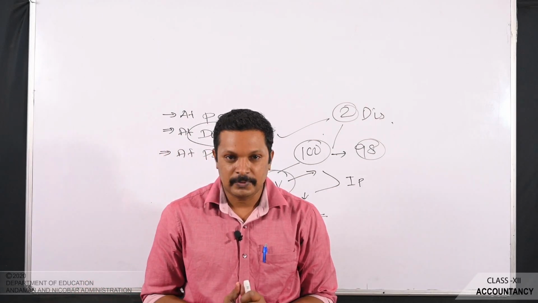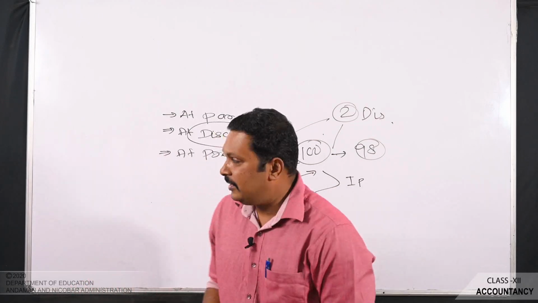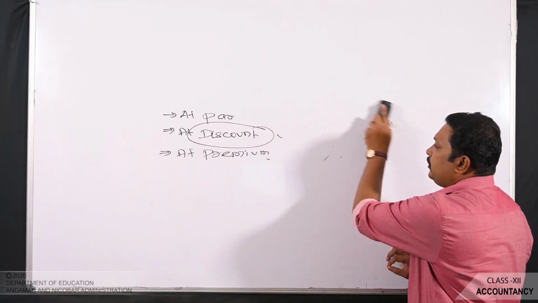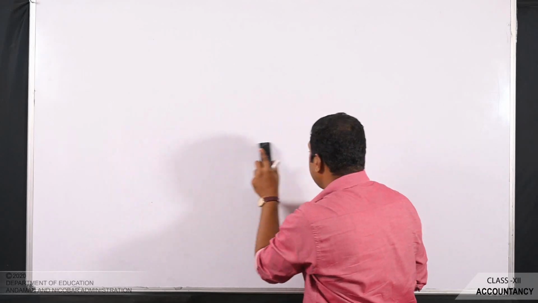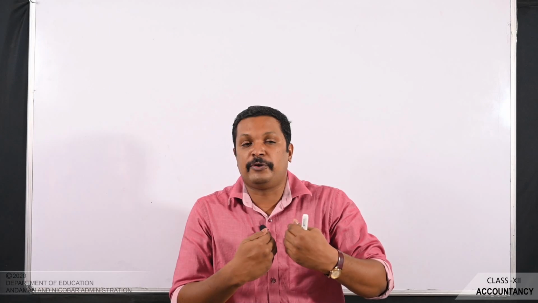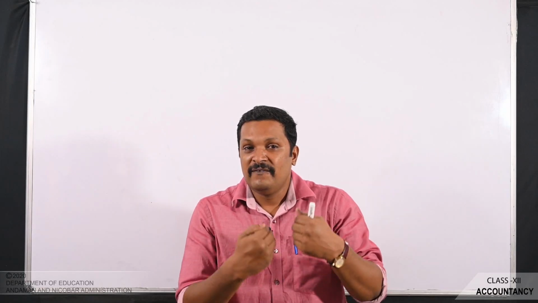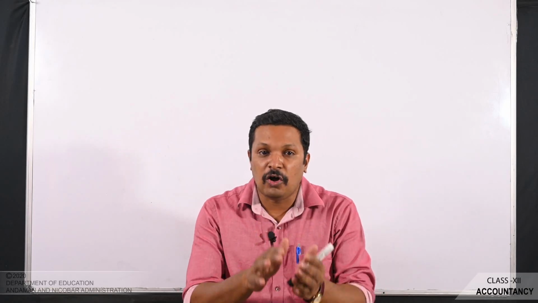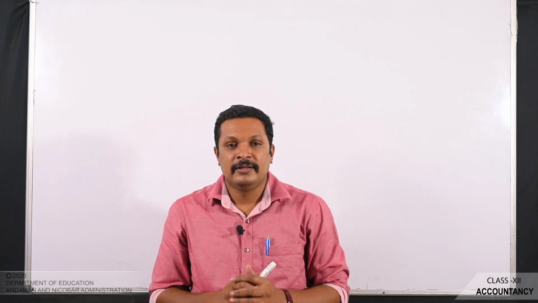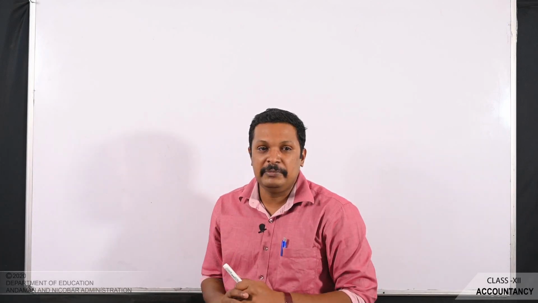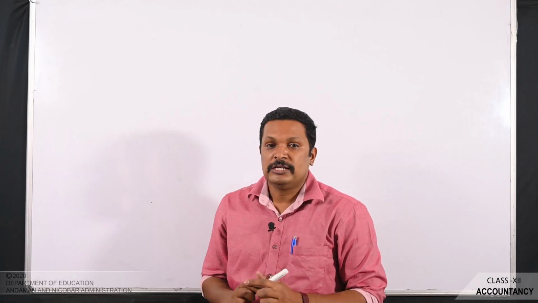Got it? So when debentures are issued at discount, is it a benefit or income for the business or company? Think from the business point of view, the company point of view. When we issue debentures at discount, whether it is a loss or benefit, the actual price of the debenture is 100 but we are issuing at 98. It means that we are getting a loss. So discount on issue of debenture is a capital loss.